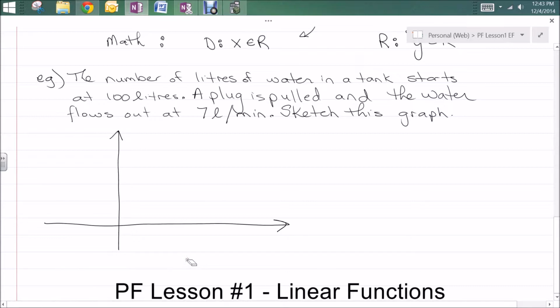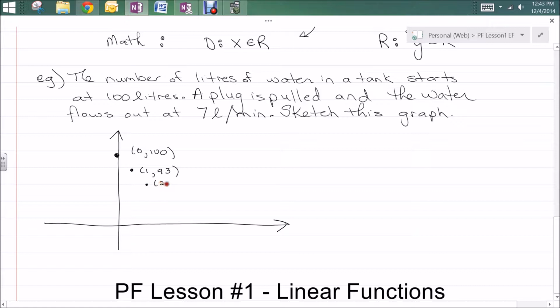Okay? Now from there, it starts at 100. So at time 0, there were 100 liters of water in that tank. And from there, you can go and create all sorts of series of points. After 1 minute, there were 93 liters of water in the tank. Okay, because you lost 7. 7 flowed out. Now, I don't know where those 7 went. They just went down the drain. But nonetheless, there's only 93 liters of water in the tank.